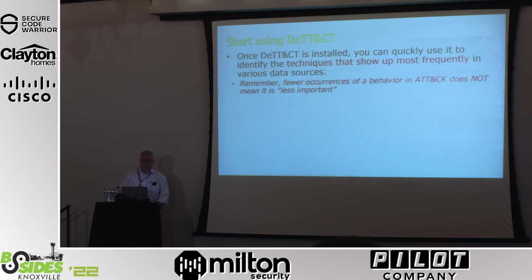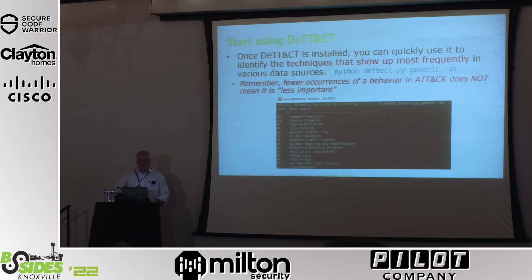So once it's installed, you can start using the DeTTECT script to do DeTTECT-y things, right? So one of the easy things to do is run this python detect.py generic-ds, and that'll give you information about data sources. So what data sources are interesting in your environment, or where do you get the most visibility? So as you look at this, and again, it might be hard to read from back in the back, but the top listed data source is command execution. And it says that it shows up 255 times in DeTTECT.